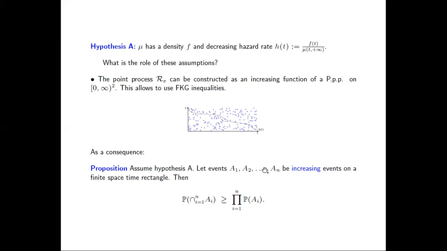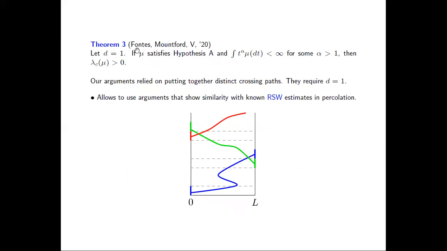That means events that involve positive information about having a path, like having a path from here to there, and so on. This is the meaning of increasing. So this is interesting because it might be explored to give further information about the process. Now, the FKG property is kind of useful. Using this, in one dimension, we could prove some time ago already that if you have a moment of order bigger than 1, then you do have a positive lambda critical.